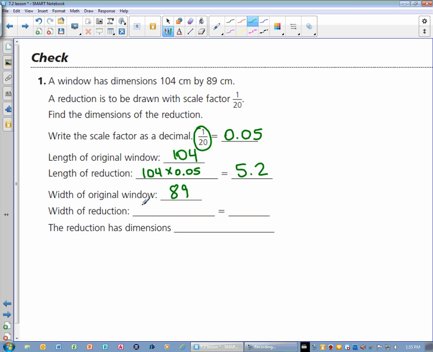All right, the width of the reduction is 89 times 0.05, which works out to 4.45. So the reduction has dimensions of 5.2 by 4.45.